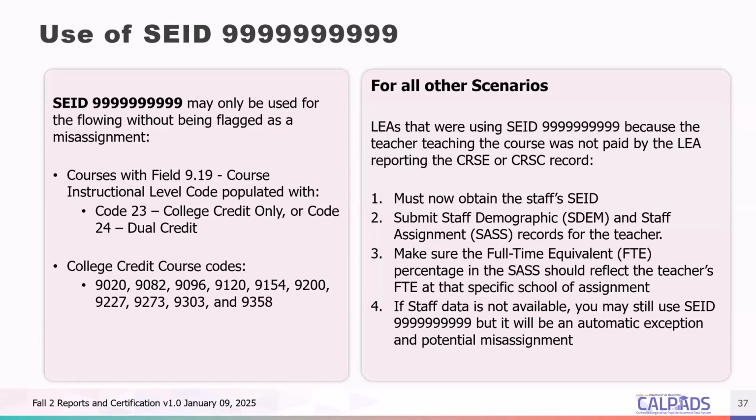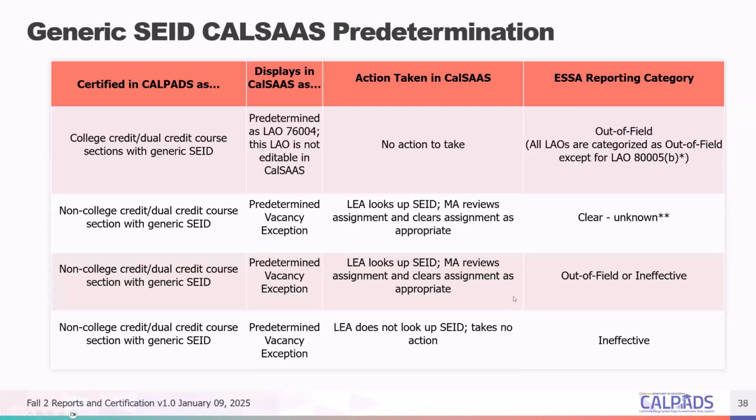What we don't want you to do is not report the course and not show the instruction the students are receiving because you don't have a seed. However, the only authorized use of seed 999 is for those college credit courses, but it is in place to show instruction through the course record. This goes on to a table that shows you college credit, dual enrollment credit sections. You report a seed 999. There's no action taken in CalSAS because it's authorized. It's fine.